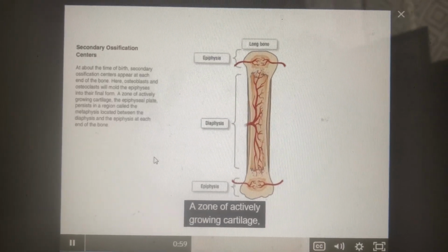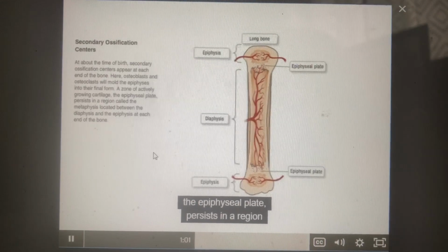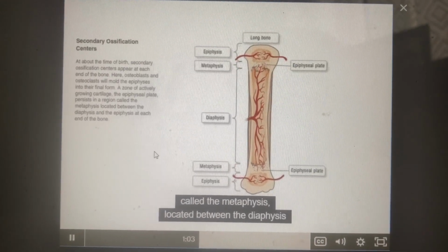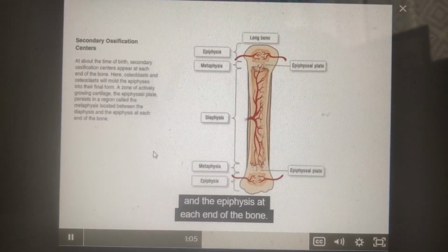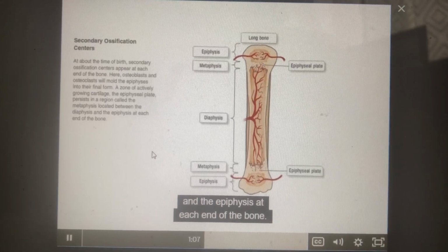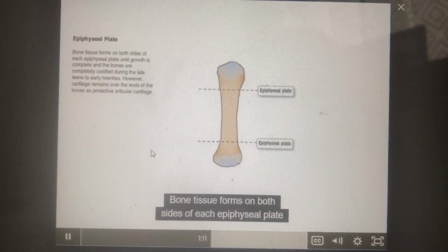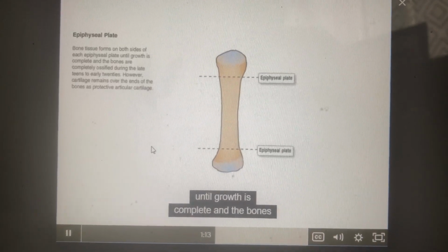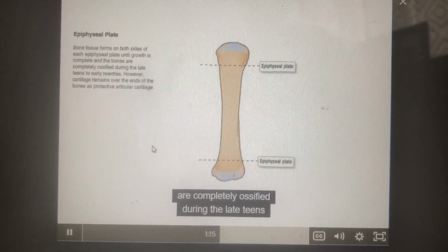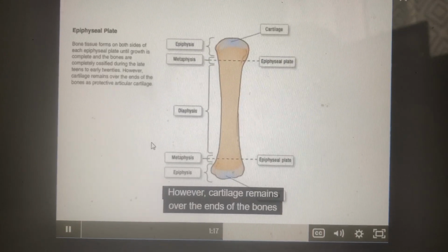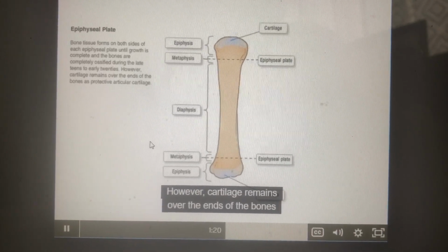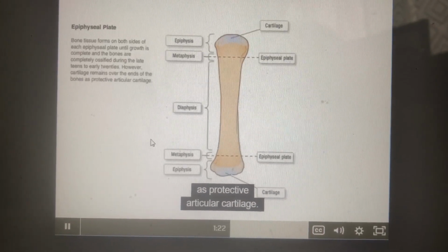A zone of actively growing cartilage, the epiphyseal plate, persists in a region called the metaphysis, located between the diaphysis and the epiphysis at each end of the bone. Bone tissue forms on both sides of each epiphyseal plate until growth is complete and the bones are completely ossified during the late teens to early 20s. However, cartilage remains over the ends of the bones as protective articular cartilage.